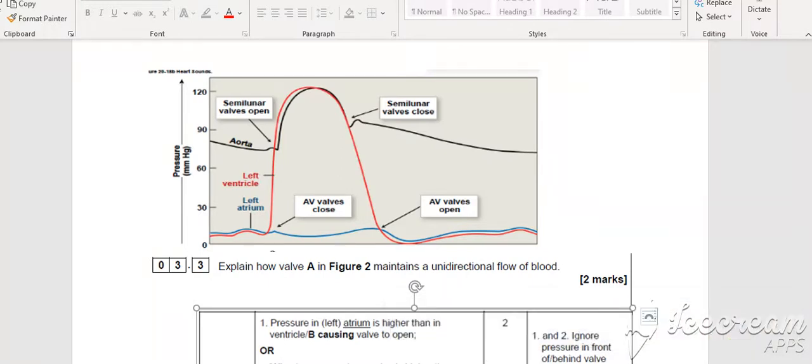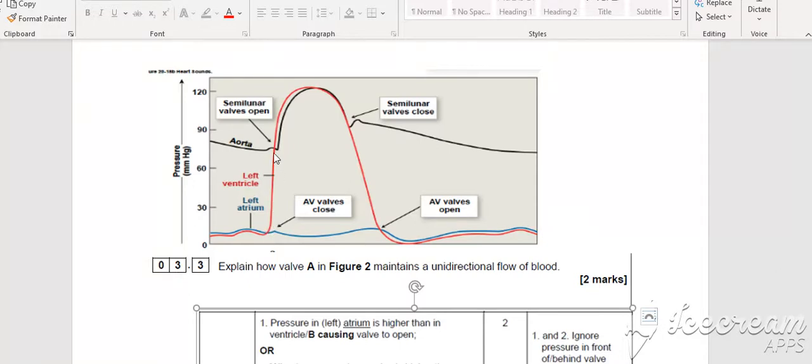So if we look back at the graph that we had in our pack when we did mass transport in the blood, we saw how pressure affects when the valves open and when they close. At the point where we have a crossover here, we can see that the pressure in the left ventricle starts to increase due to the left ventricle contracting, and the moment it goes higher than the pressure in the left atrium, then that valve will close. The atrioventricular valve will close.